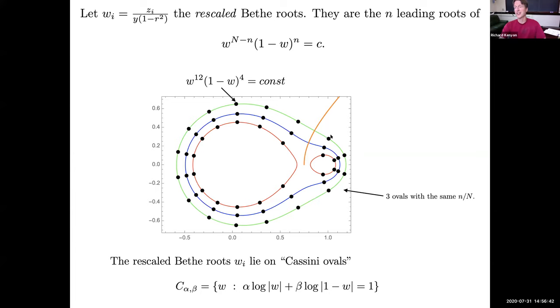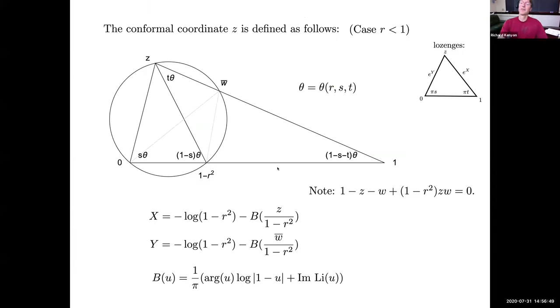Let's not get into that kind of detail right now. I can tell you later. Okay, let's move on.